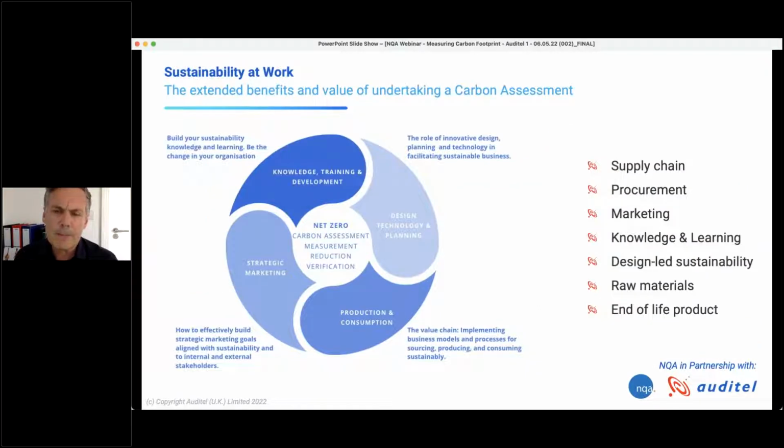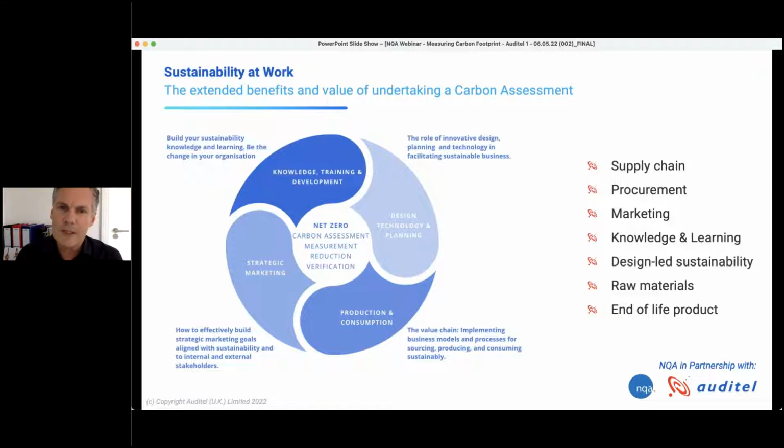So this is something else to think about. It's not the focus of today, but we would encourage all businesses to think about the extended benefits and value of undertaking a carbon assessment. We're talking about the carbon assessment today. We're talking about measurement today. And the rest of this series, we'll be talking about reduction and verification. But actually, there's a lot of value for you in your business and your organization and your teams to think about the wider landscape of sustainability, the knowledge, training and development and learning you and your teams are going to get by undertaking a carbon assessment program.